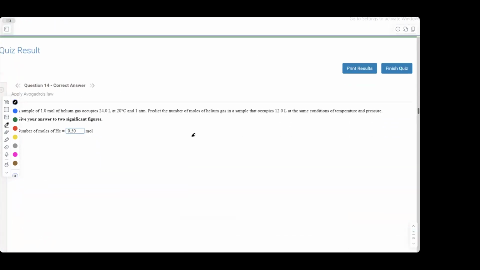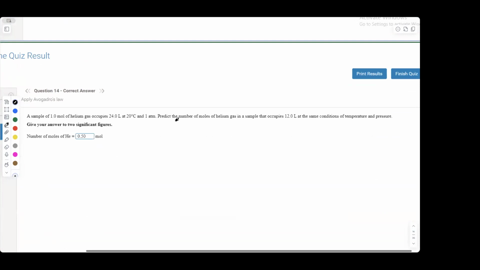A sample of helium gas occupies a volume, with a given number of moles of helium gas. Here there is no change, Mr. Here it is PV is equal to nRT directly. The pressure I have, the volume I have, the temperature I have, the number of moles I have. What is it asking about? At the same conditions, predict the number of moles of helium gas in a sample that occupies 12.1 liters.